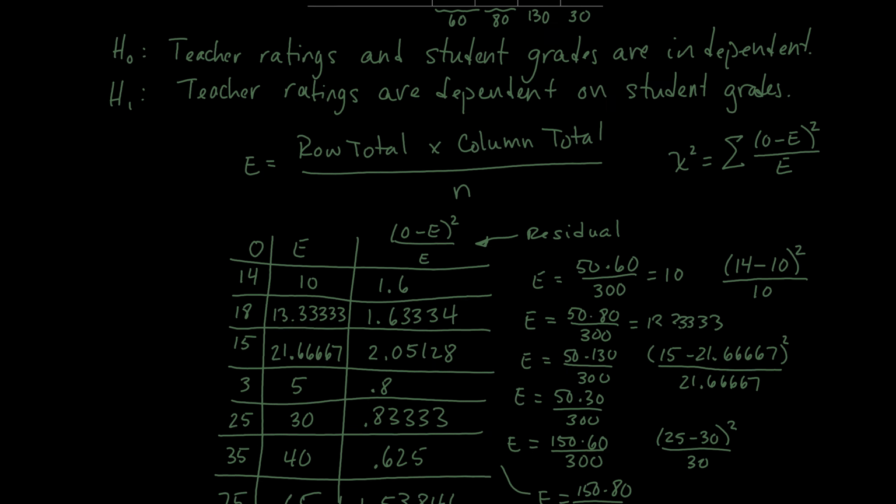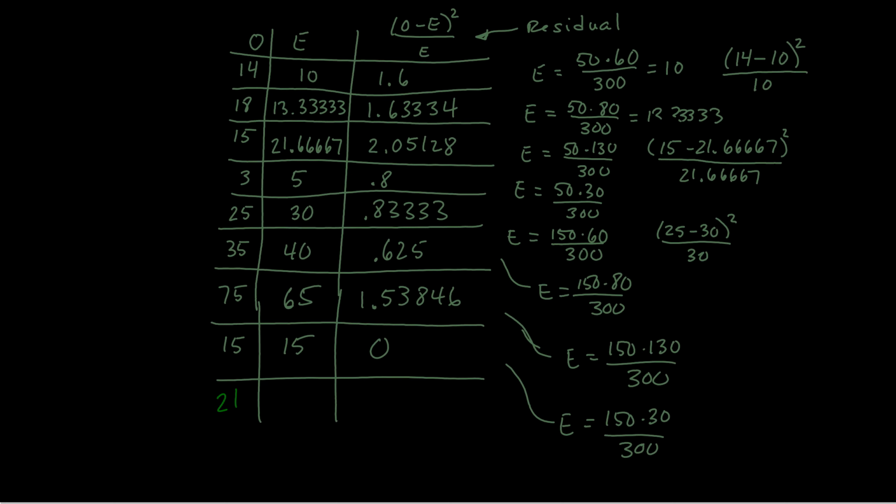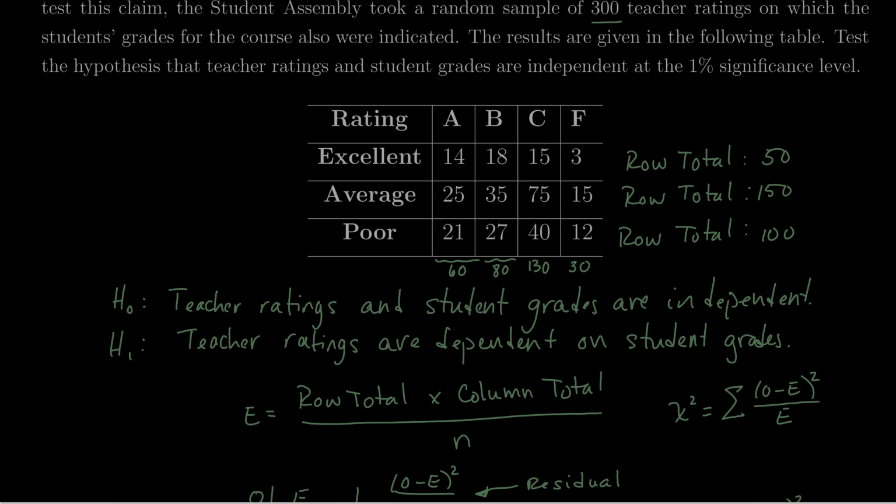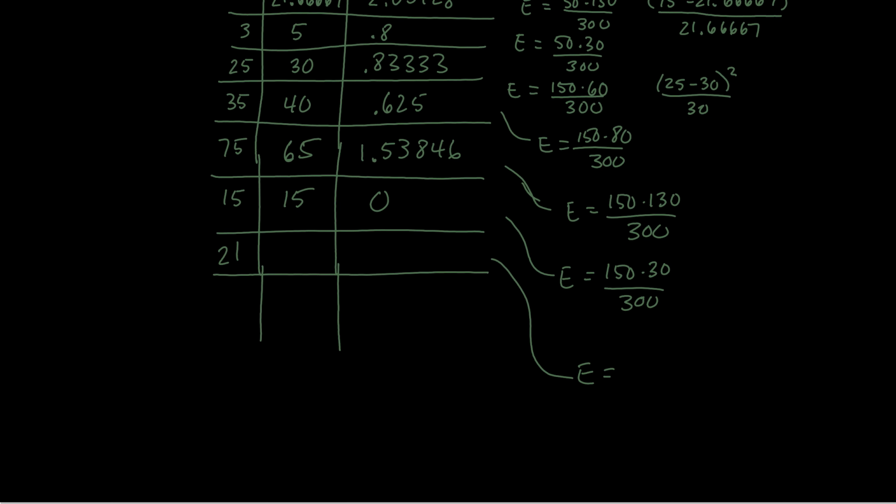Moving to our last row, our next observed frequency is 21. So again, we're going to use the row total. This is now 100, and our column total is 60. So we have 100 times 60 divided by 300, and this gives us an expected frequency of 20. So our residual here is 21 minus 20 squared divided by 20, and this gives us 0.05.